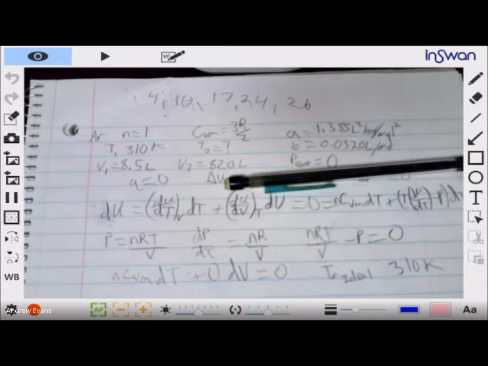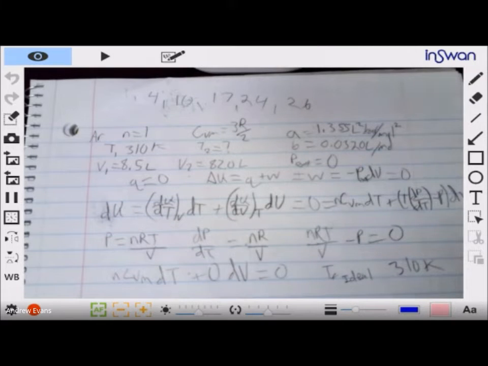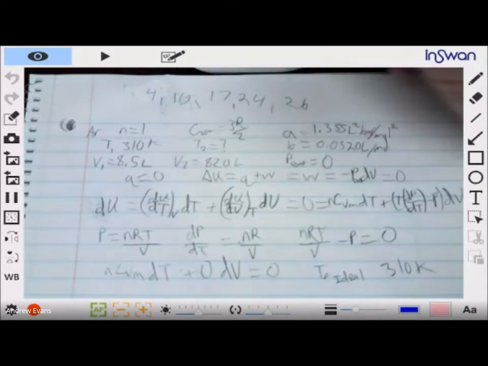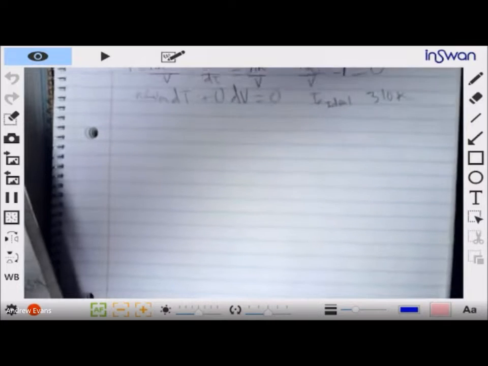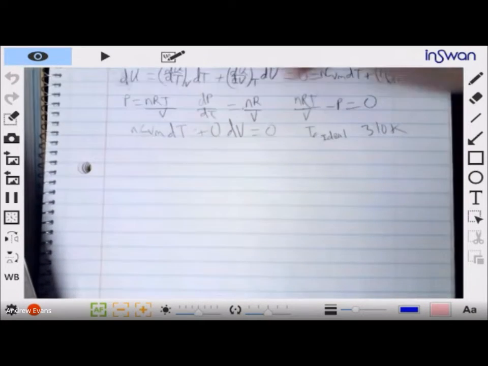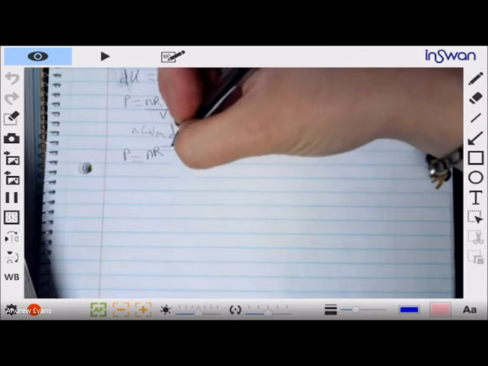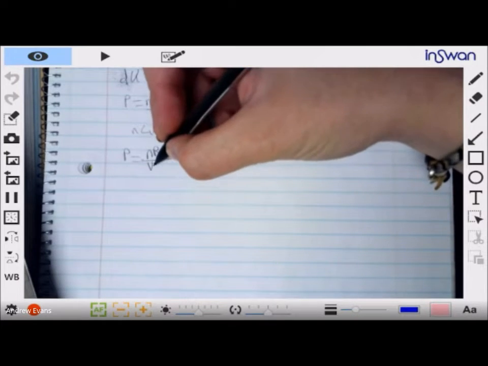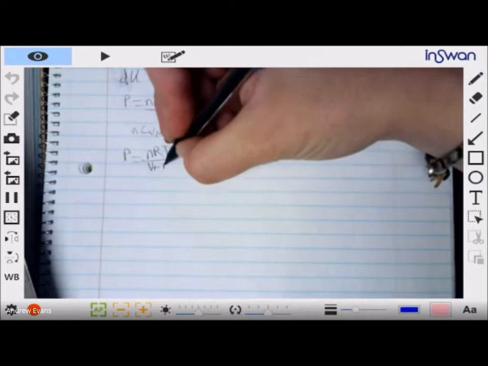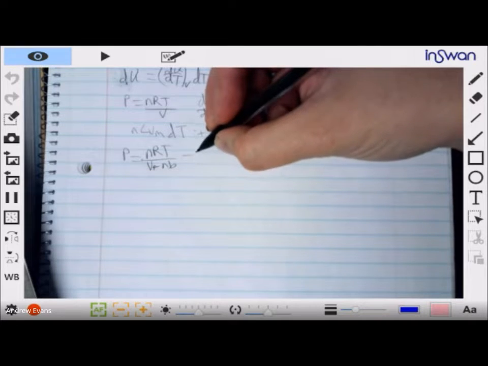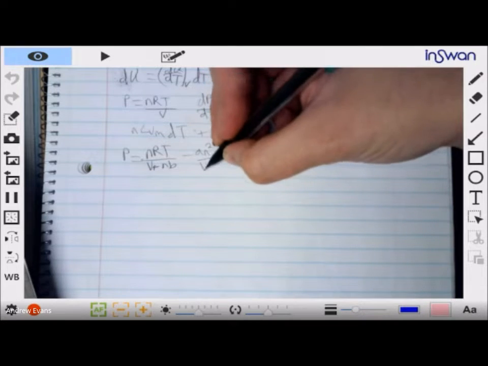For a real gas, it's not quite as nice. So looking at the real gas equation, the van der Waals equation is P equals nRT over V minus nb, minus an squared over V squared.